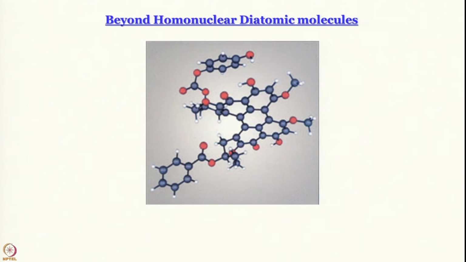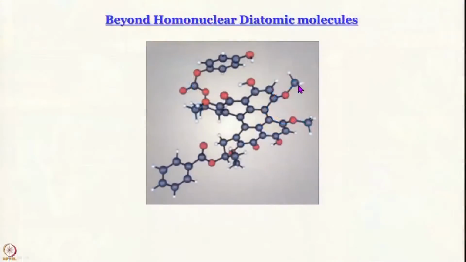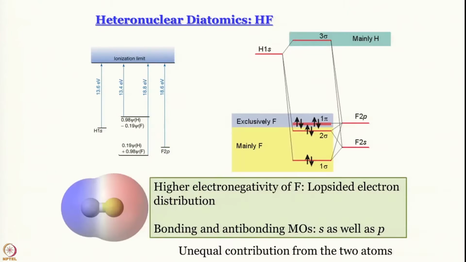So, of course, we will not be able to go all the way to know how to do quantum chemical calculations for a molecule like this, but let us see first how we handle diatomic molecules that are not homonuclear, heteronuclear diatomic molecules, and then let us see how we handle molecules that are not diatomic, how we handle polyatomic molecules using molecular orbital theory.